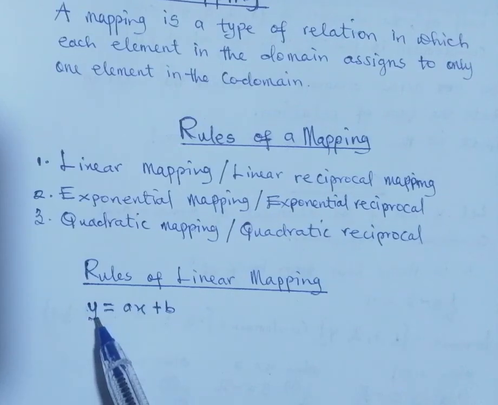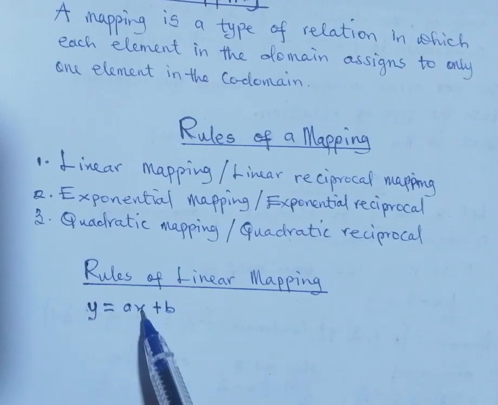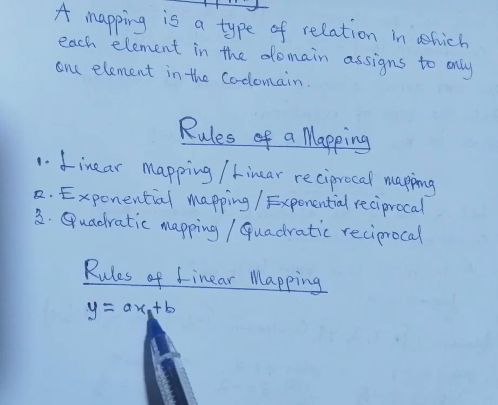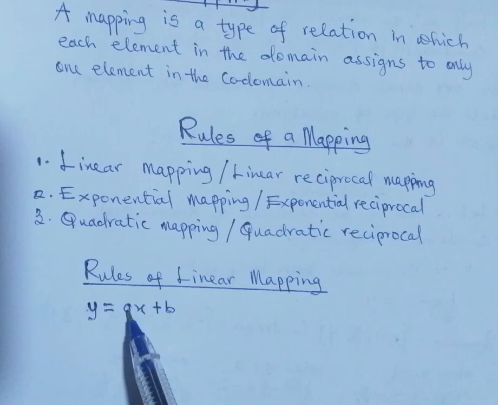Now, as for the y and x, you know them: the y is the codomain and x is what? The domain. But the a, what does the a stand for? The gradient, or the slope of a line. Okay, a linear mapping is a line. So the a is the gradient or the slope of the line.